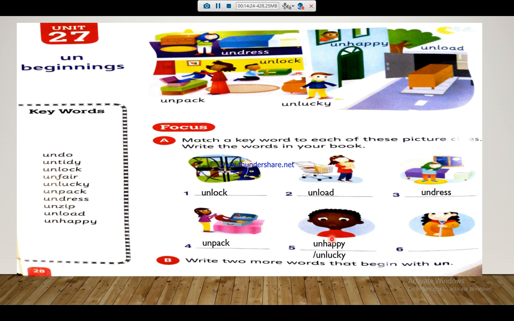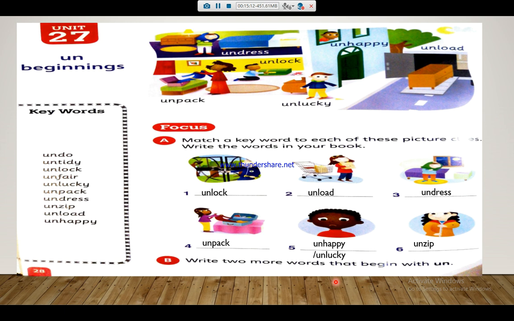Here's a boy is not happy or he is not lucky. So he is unhappy or unlucky. Okay, and what is she doing here? Unzip. Unzip. So in exercise letter B, he's asking you to write two more words that begin with the prefix un. So we can write tidy and untidy, sure and unsure. Okay, so you can add these two more words like tidy and untidy, sure and unsure.